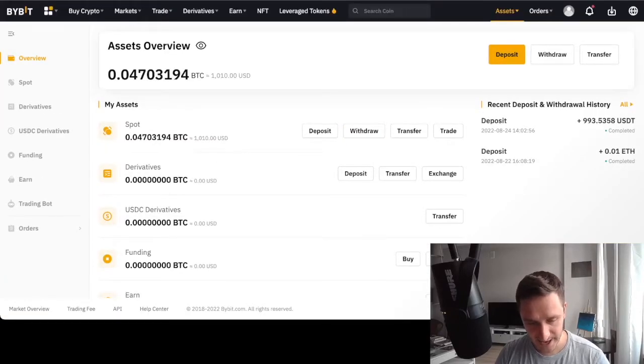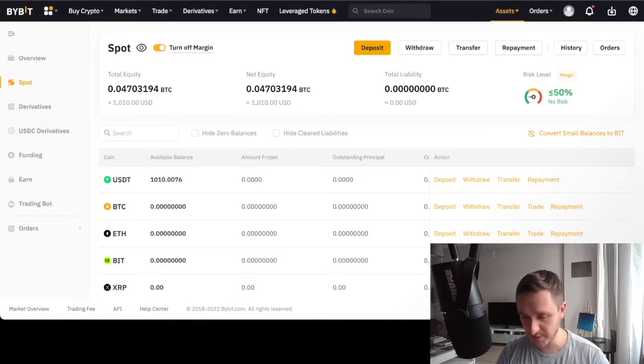I have this account here with $1,000, so we're going to play around with that. As you can see, there's spot, derivatives, funding, earn, trading, bot. What it means is this. Buying on spot means that you're buying the asset and you have the underlying asset. So if you buy on spot, for example, ETH or Bitcoin, you really have that Bitcoin and ETH in your wallet, so you can withdraw it directly to another exchange, to another wallet, and you own it.